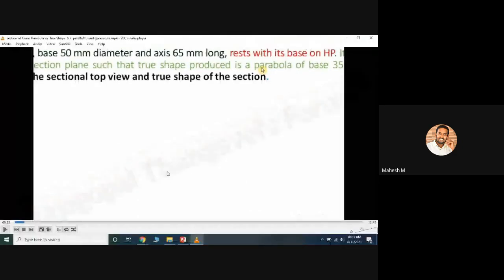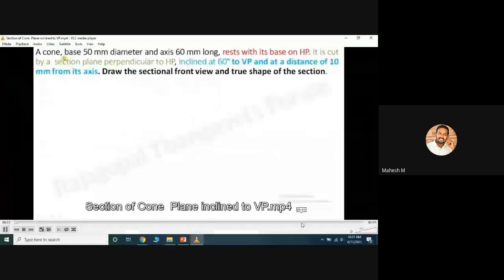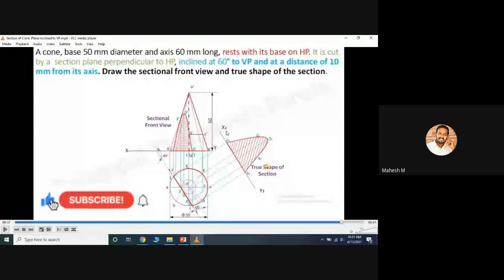That means we have discussed about this problem. So please look at the true shape in our final diagram. So this is what our true shape, right? So this structure looks like a parabola for our current problem, and the condition is that this particular base is having a distance of 35 mm. That is what is mentioned in our current problem.